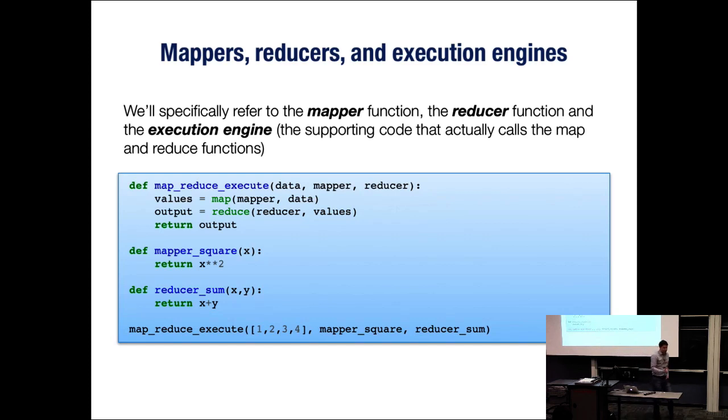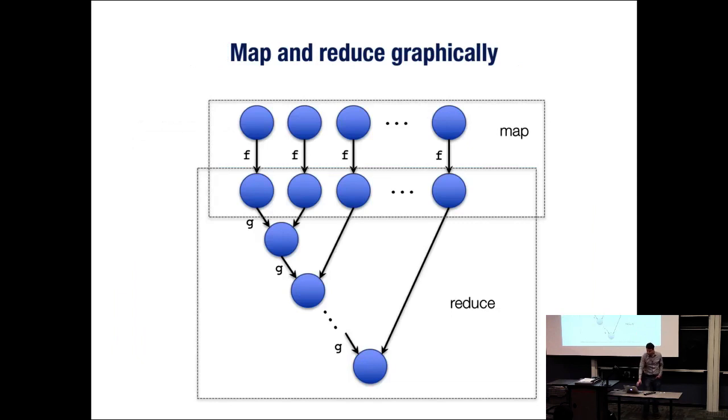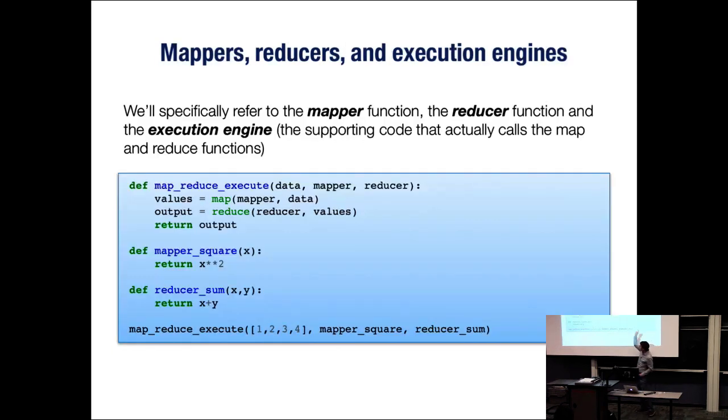So I'm going to talk now about three different types of functions or entities. The first is the mapper function. The mapper function really is just that function f that we apply to every element in the list. The reducer function is the function g that we apply to merge together two elements in the list. And what I'm calling the execution engine is the glue that will actually make this all work, so it actually runs the map function and runs the reduce function.